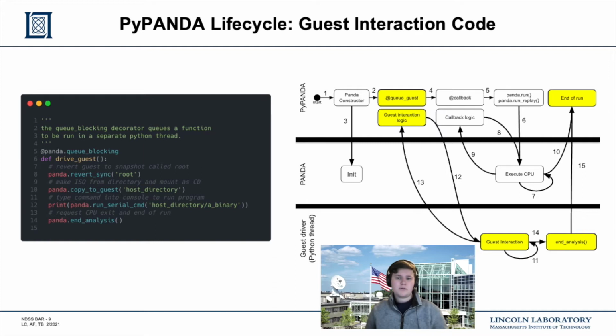Next up in our example, we'd like to do analysis of a custom program. We use our guest driver thread to queue a guest driving action. This is in the same script as the rest of the example and what we refer to as unified analysis. In this example, we revert to a snapshot, copy a directory containing our program to the guest, start a recording, run our binary that we copied through the command line, end the recording, and then request that the CPU exit.